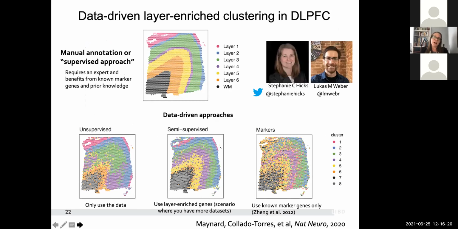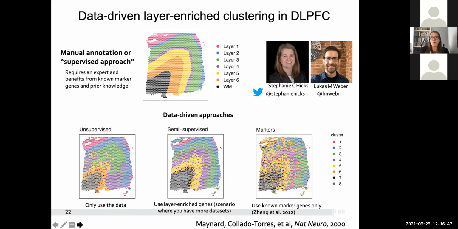So in collaboration with Stephanie Hicks and Lucas Weber at Johns Hopkins, we employed several implementations of unsupervised clustering methods with spot-level Visium data using spatially or highly variable gene sets. Our best implementation was a sort of semi-supervised approach, which involved unsupervised clustering guided by the layer-enriched genes identified using our differential expression enrichment models.